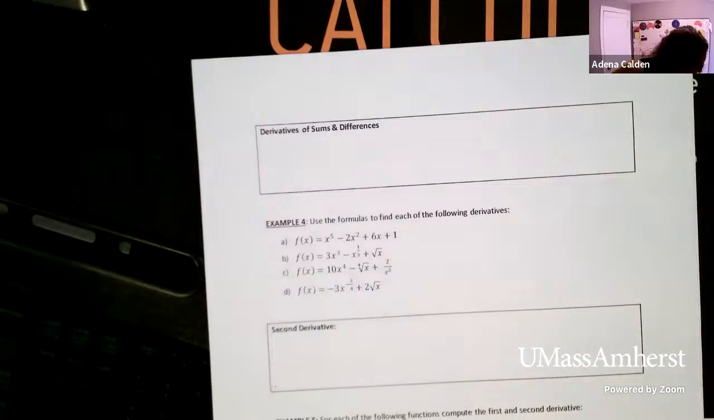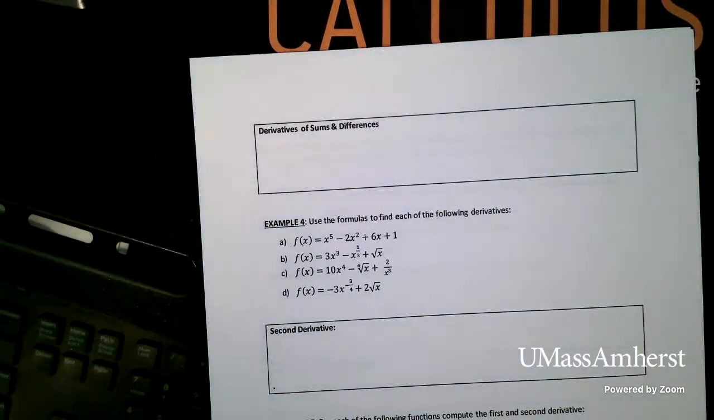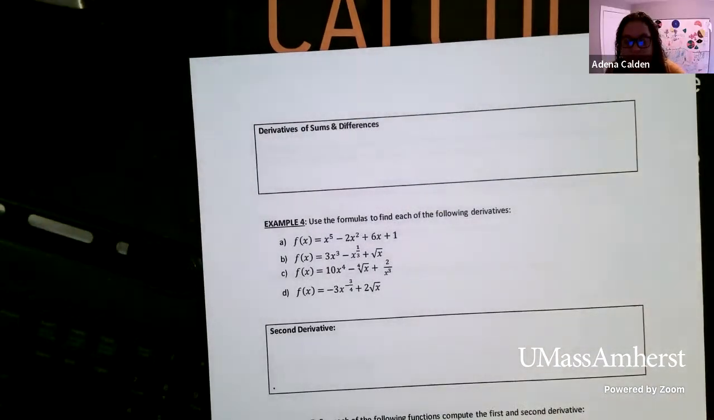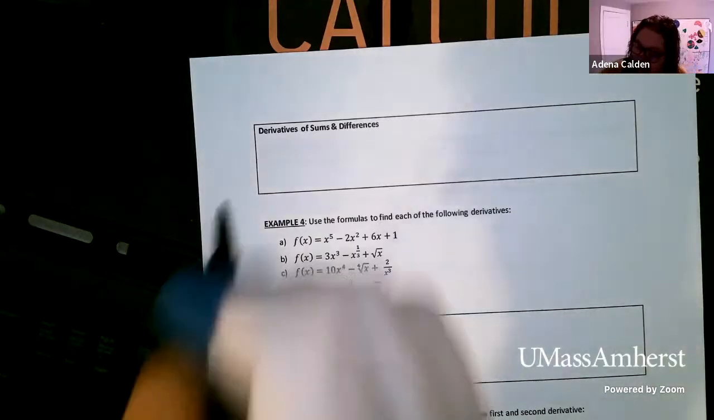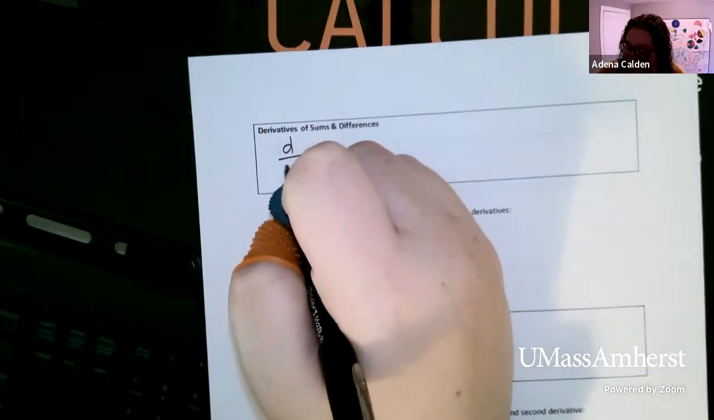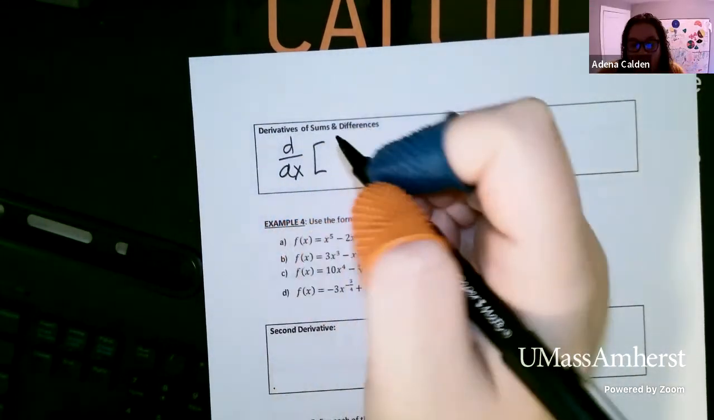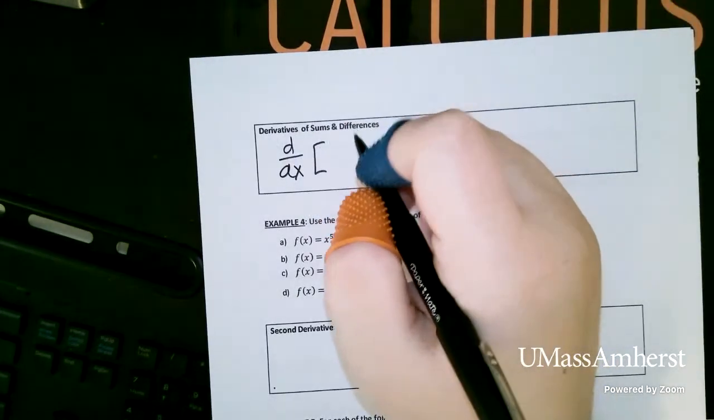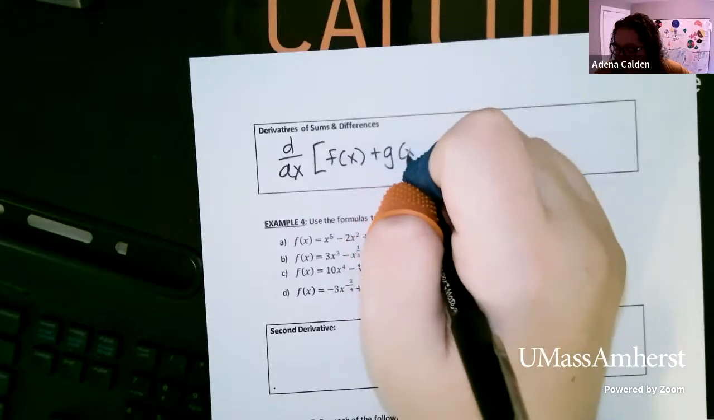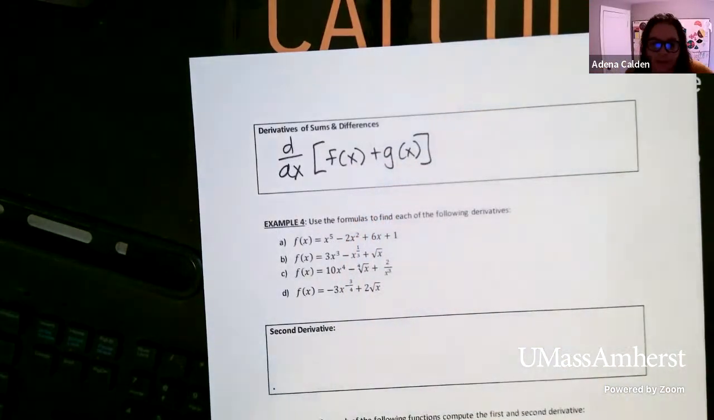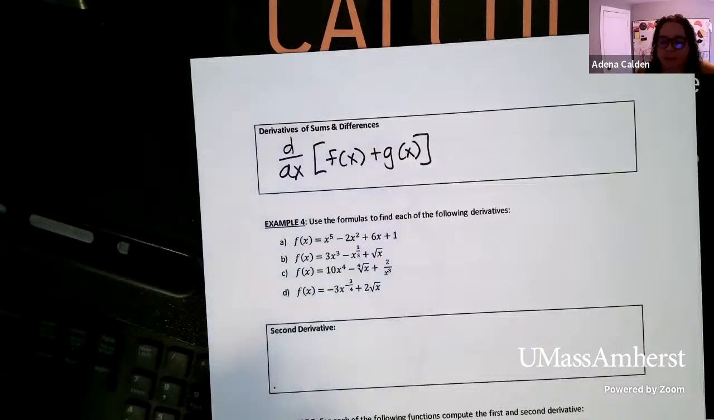So sums and differences. So far, all of these things we've looked at have been single terms, just one term that we were dealing with and finding the derivative. So the question comes up, what happens if we try to take the derivative of two functions that are either added or subtracted? So if you have f of x plus g of x, right? x squared plus x to the fourth.